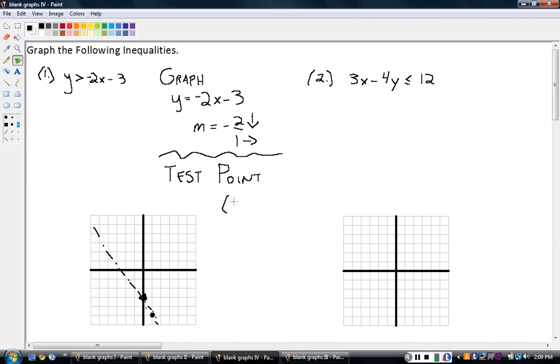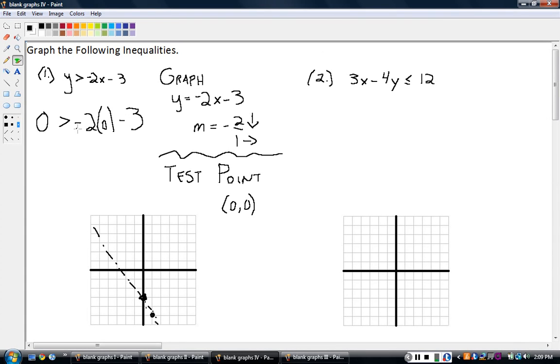Why do I pick 0, 0? Because that's the easiest point. It's less work when I plug it in. So let's go back to the original inequality. I plug in 0 for y and 0 for x, and I see what happens. I see if I get a true statement.